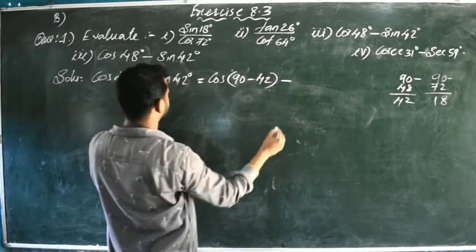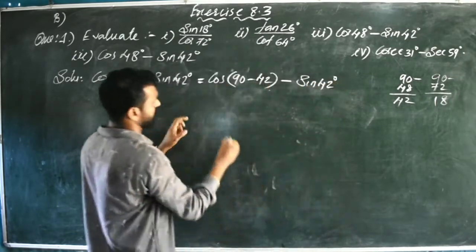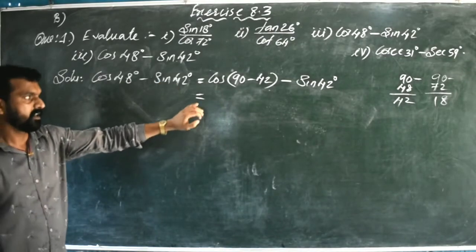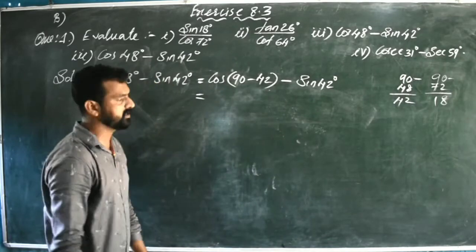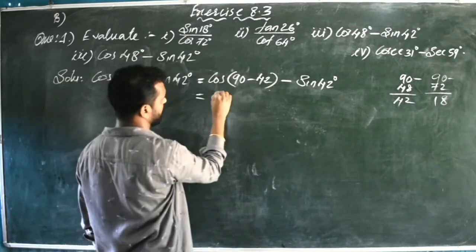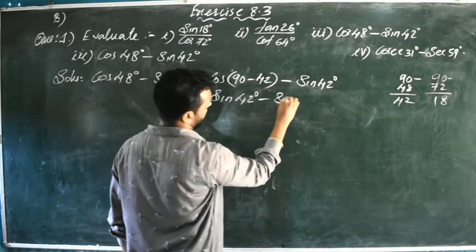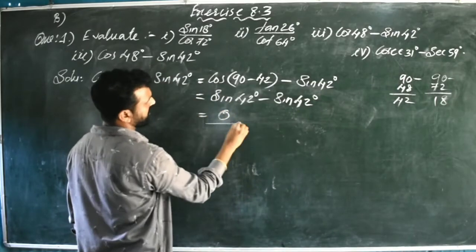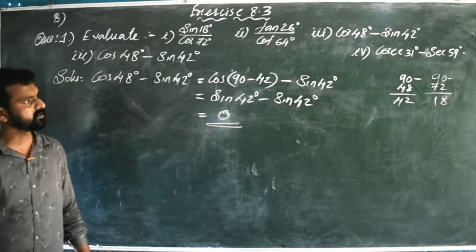Then minus sine 42 degree we write as it is; the second one we will not change. Then cos 90 minus 42 is equal to, cos 90 minus theta is equal to what? Sine theta. So cos 90 minus 42 is equal to sine 42 degree, minus sine 42 degree. Sine 42 minus sine 42. What is the answer? Subtracting the same number, the answer will be 0. So that is the answer.